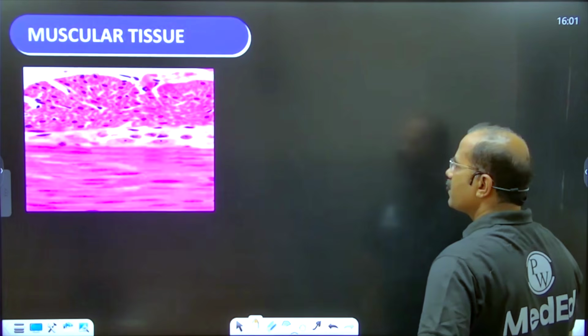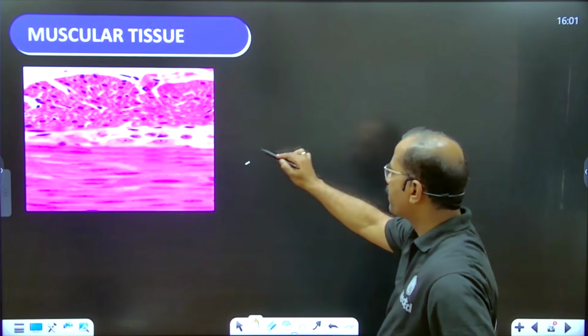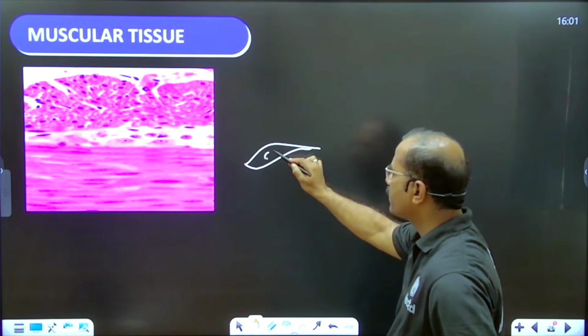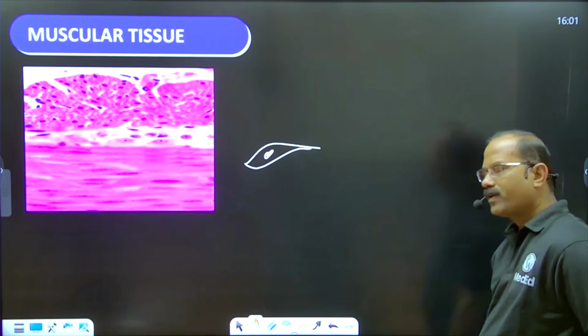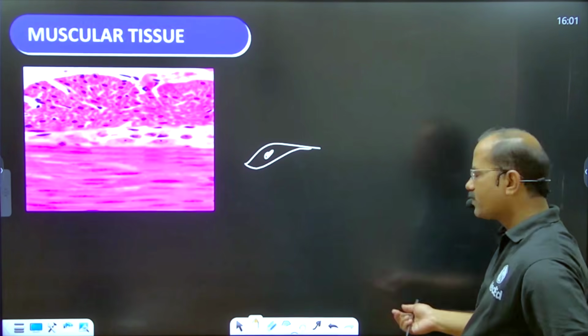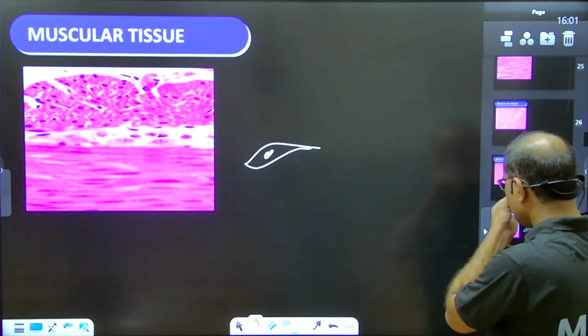Smooth muscle is spindle shaped like this. It's a spindle shaped structure. The nucleus is in the center of the cell. Smooth muscles are found in the walls of organs or the walls of the GIT. Okay, that's about the smooth muscles.